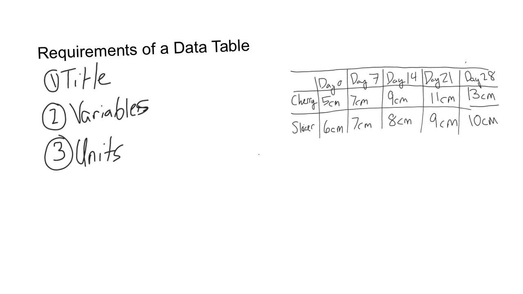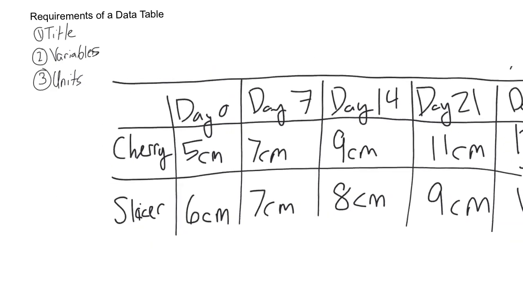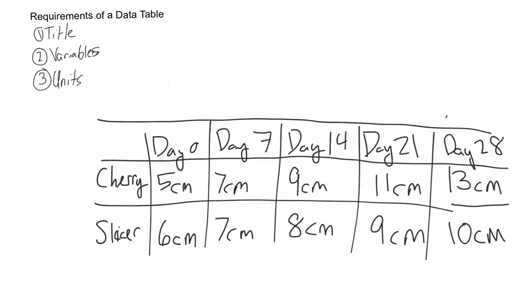So now that we have these requirements, we can take a look at his data table to make sure that it fits. So we're going to bring his data table back out here. And we're just going to go through it to make sure we have all these requirements. So let's look at the first one. If we looked at title. Does he have a title?